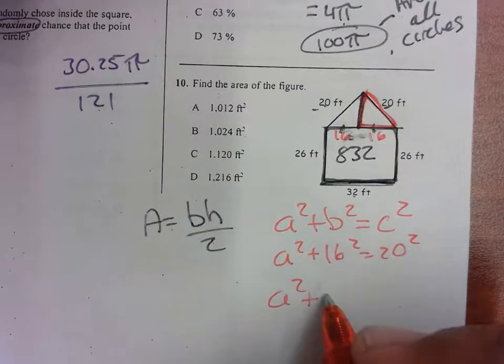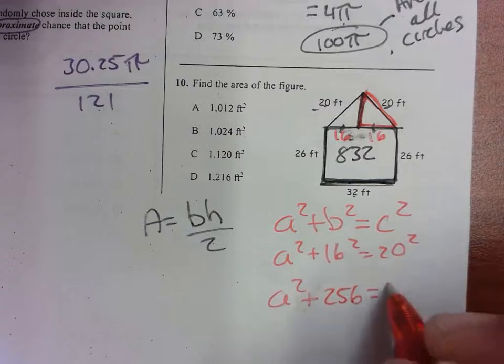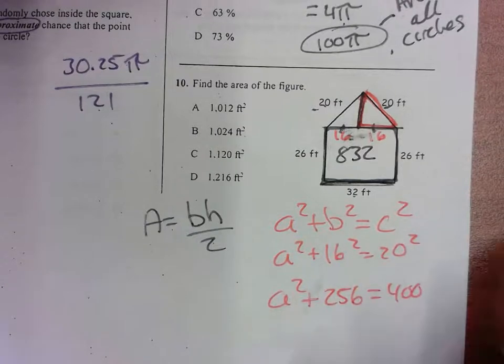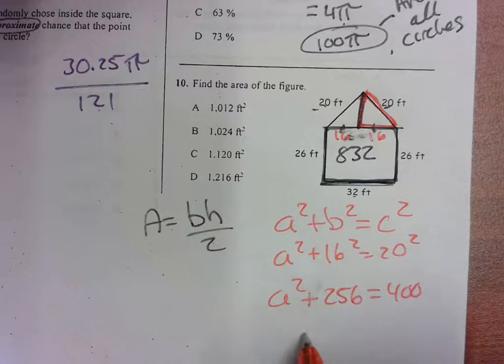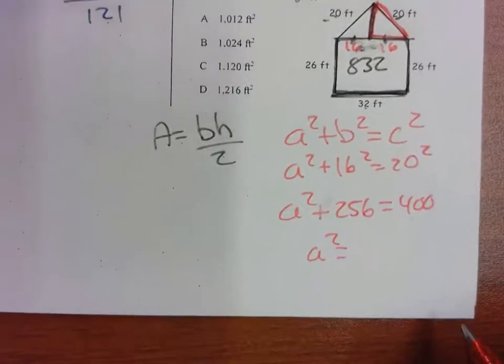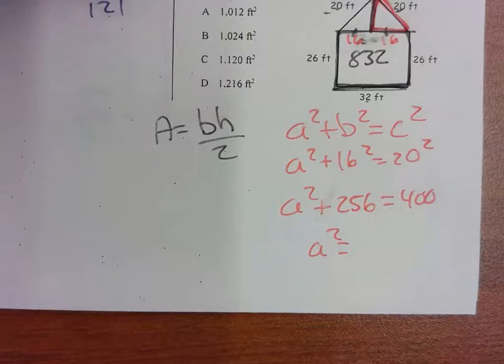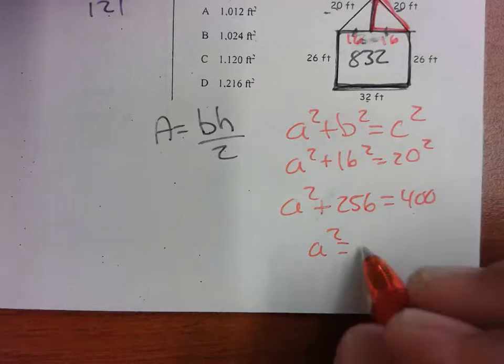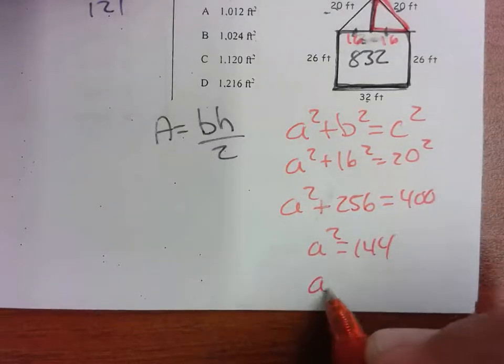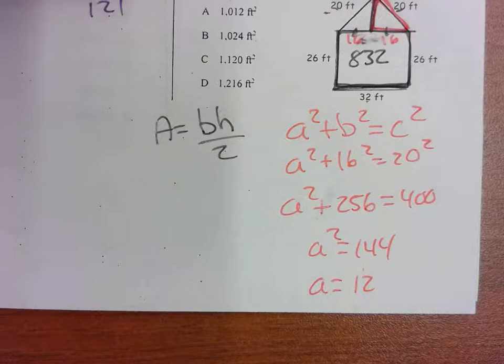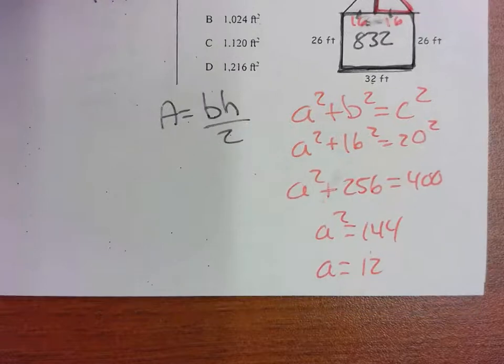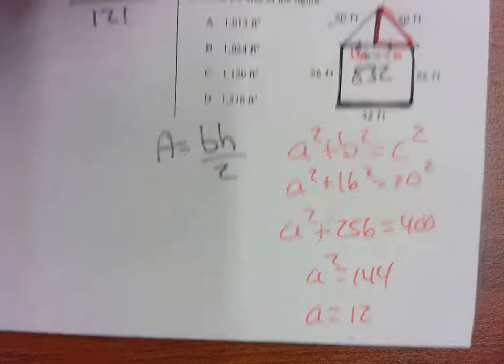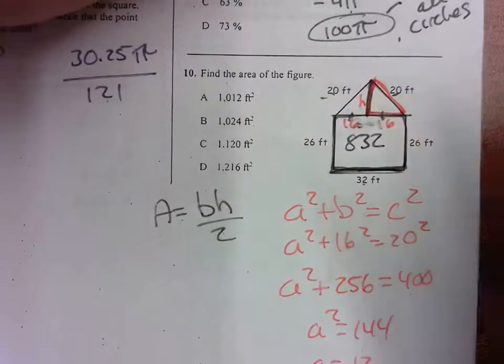256. Equals 400. Subtract 256, a squared equals 144. The square root of 144 is? That is your perpendicular height.